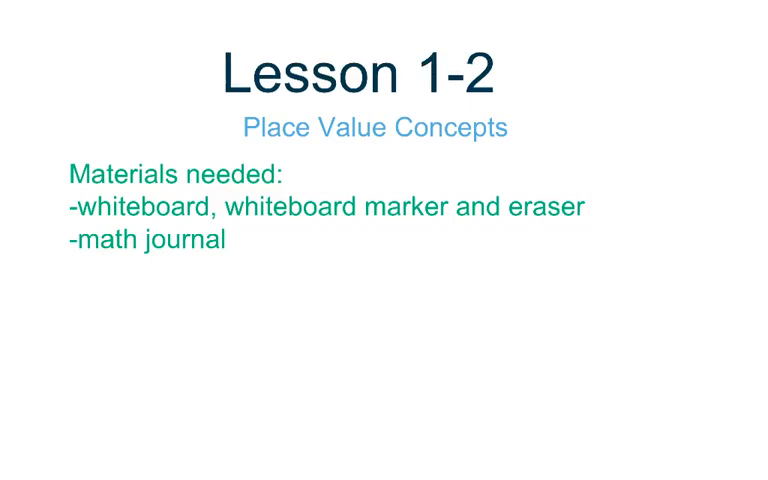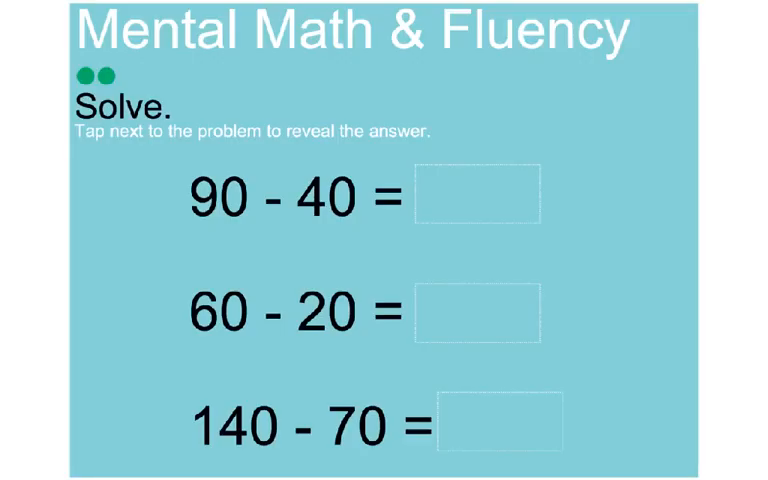In lesson 1-2, we're going to be learning about place value concepts. The material needed would be a whiteboard marker, an eraser, and your math journal. On your math journal, you are going to number 1, 2, and 3 on your whiteboard. Again, this is just a math warm-up, so go ahead and just solve and write down the answer only. Remember to pause the video as needed.